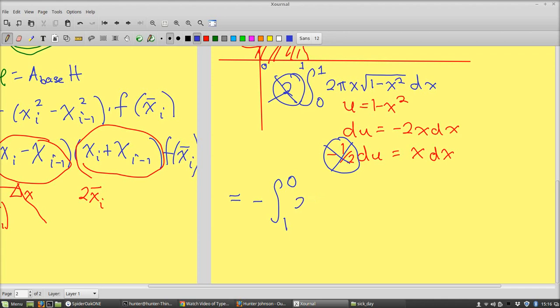So you still have the 2 pi. But now it's the integral of the square root of u du. So this is 2 pi times the integral from 0 to 1 of u to the 1/2 du. So this is u to the 3/2 divided by 3/2.